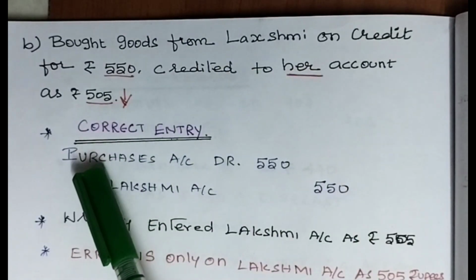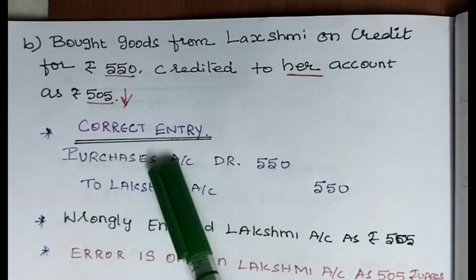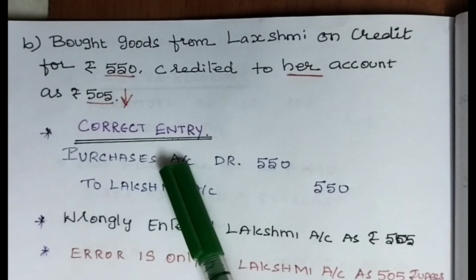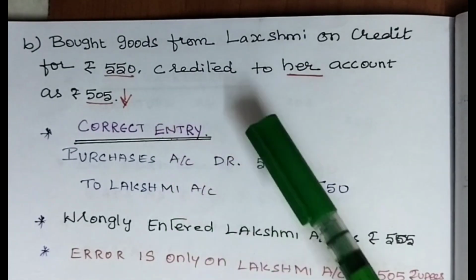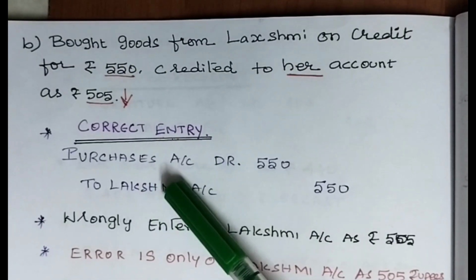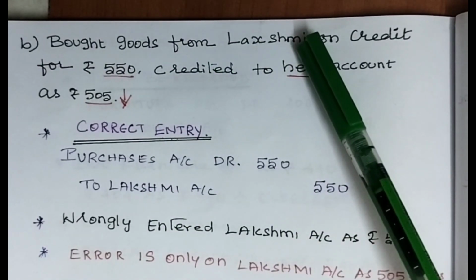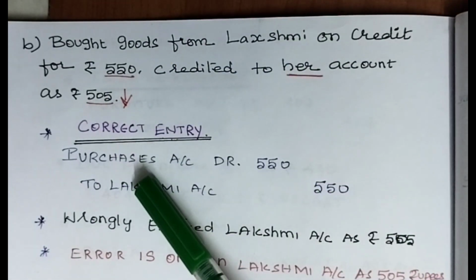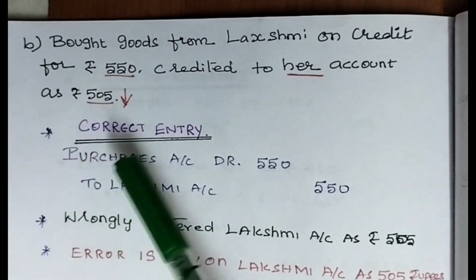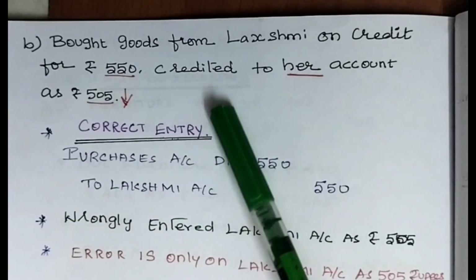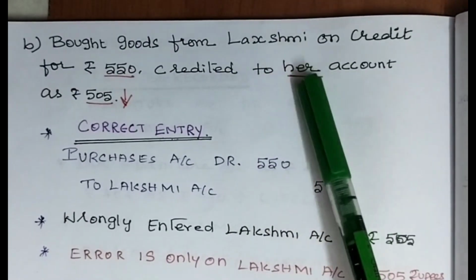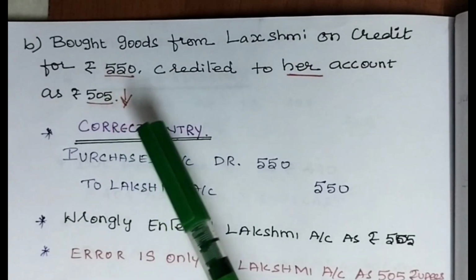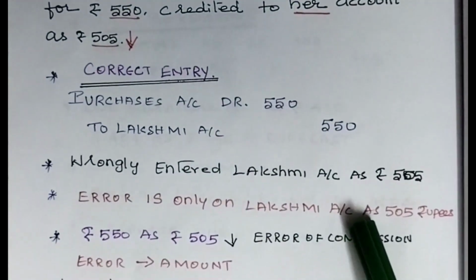An accountant entered correctly on the purchases book. The purchases book is not to be corrected. Listen, there are two accounts on each and every transaction. Okay, at least two accounts. We have to create at least two accounts on each and every transaction. So the purchases account is the correct entry. Where is the error? Credited to her account. Her means Lakshmi. Lakshmi account has rupees 505. So the only error is on Lakshmi account.